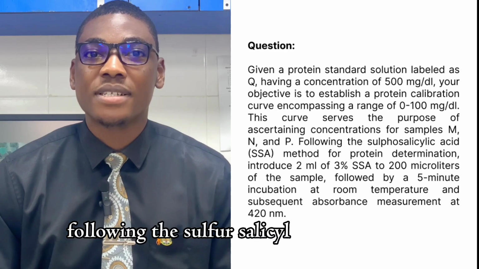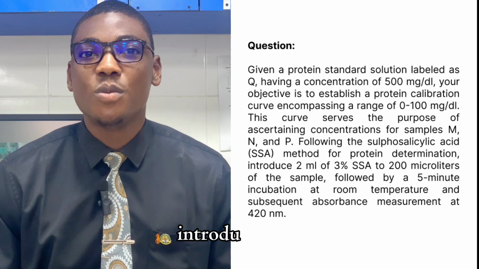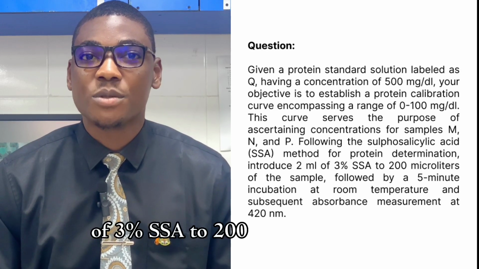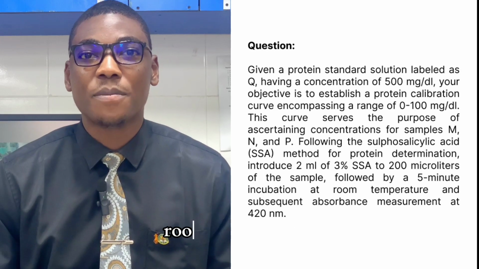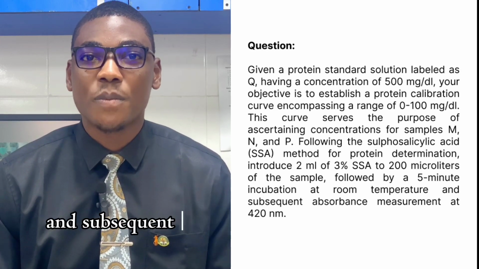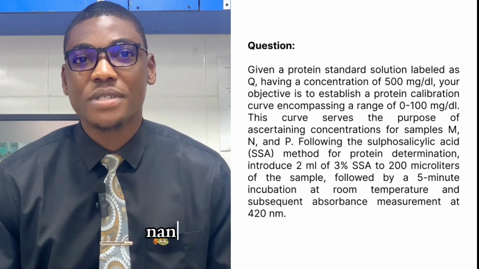Following the sulfosalicylic acid method for protein determination, introduce 2 ml of 3% SSA to 200 microliter of the sample, followed by 5 minutes incubation at room temperature and subsequent absorbance measurement at 420 nanometer wavelength.